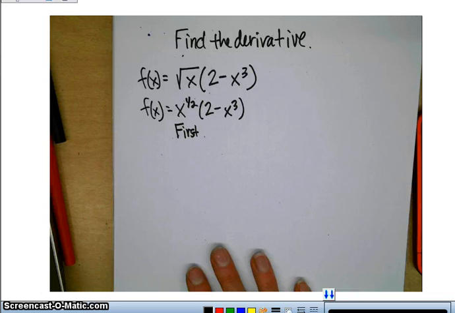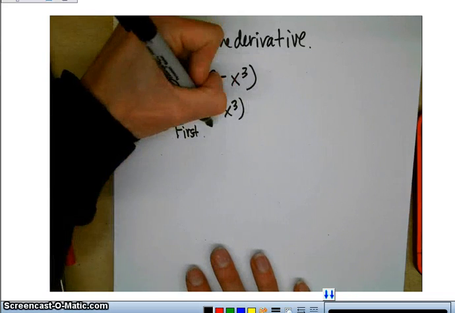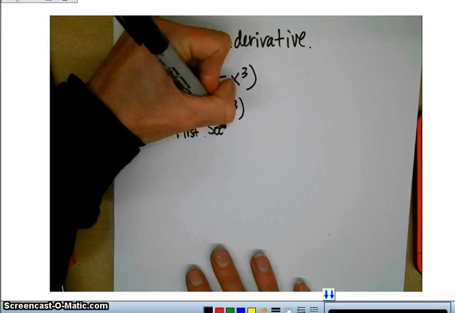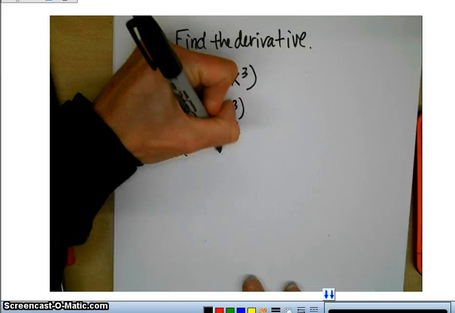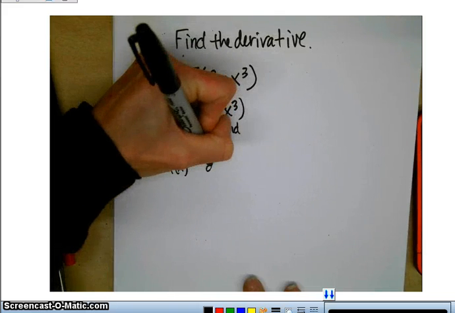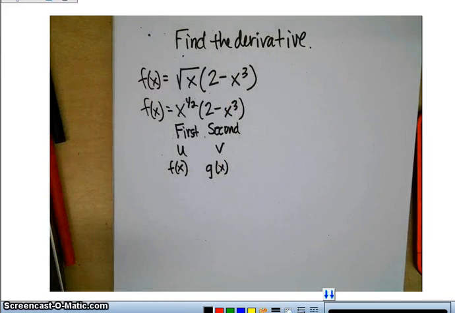No. This function, 2 minus x cubed. All I'm trying to do, first of all, is decide what my first and second is, okay? My u and my v. My f of x and my g of x. That's all. I have to be able to separate what those are before I can use the rule.